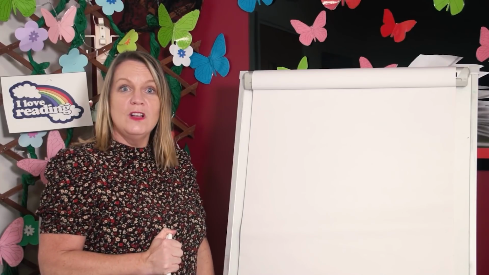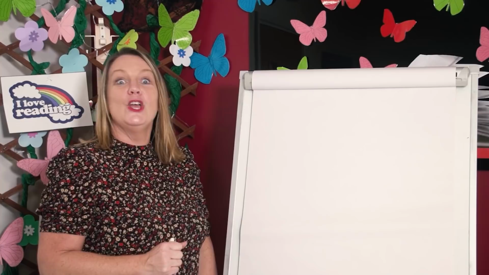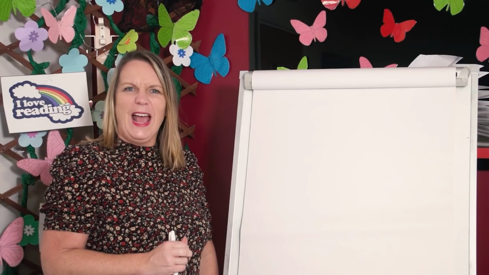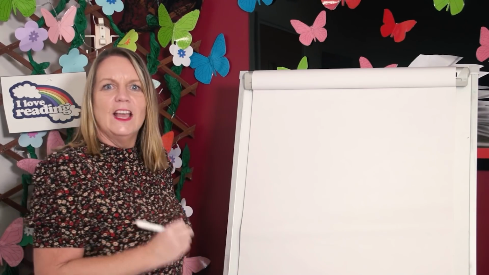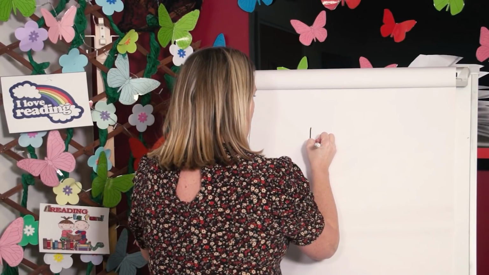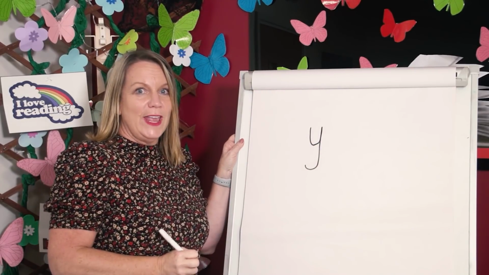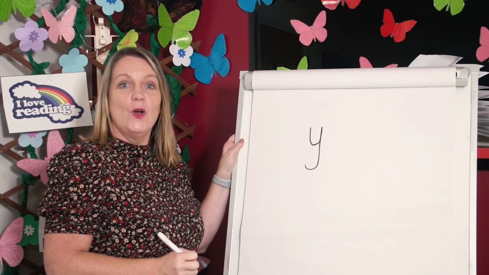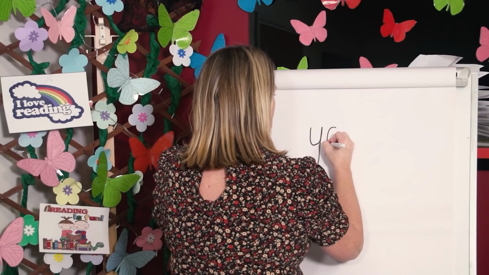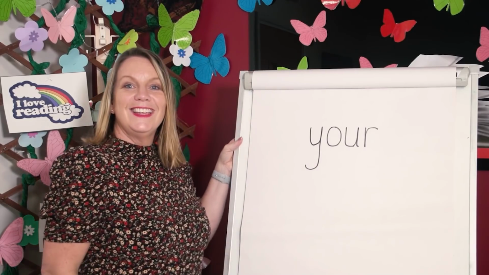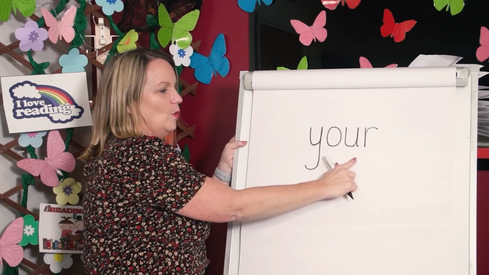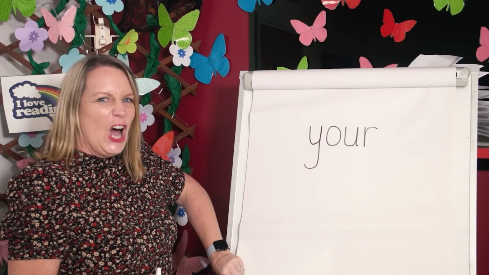We can read the word your, so now let's spell it. Segment the sounds with me. Your. Y-or. Let's count how many sounds there are. Y-or. That's two sounds. The beginning bit is easy. Y. The next bit is tricky because the letters O-U-R say or. Your, y-or, your.